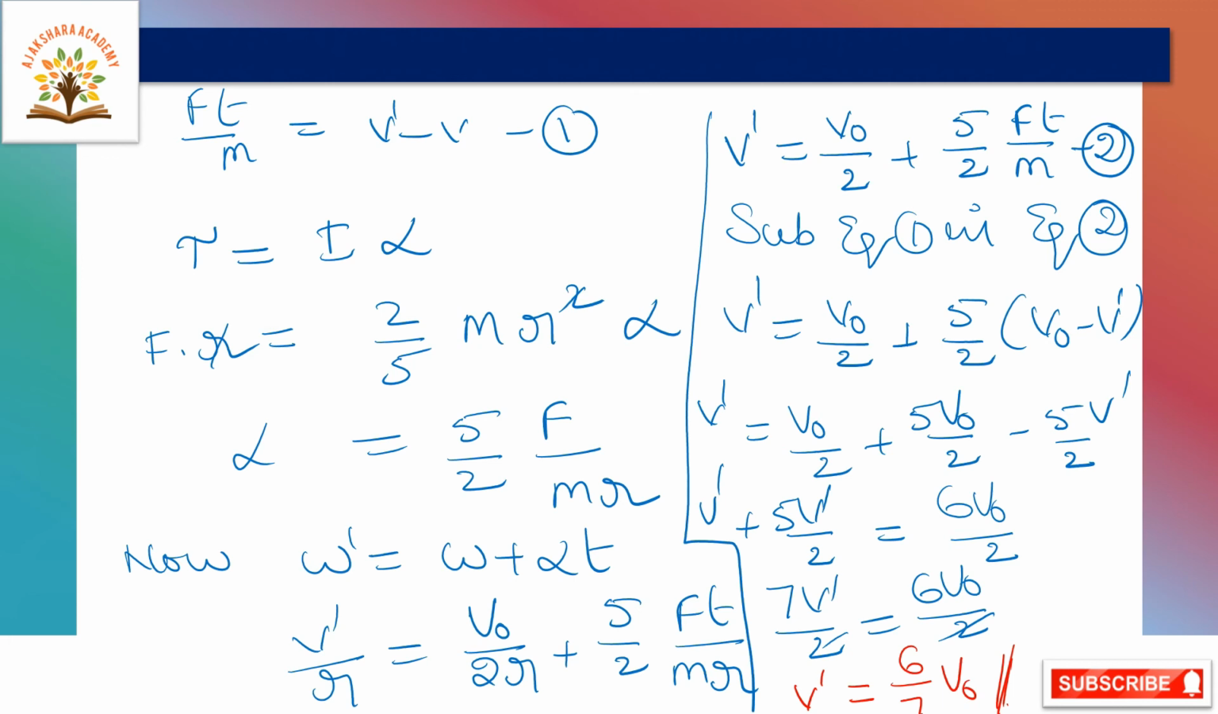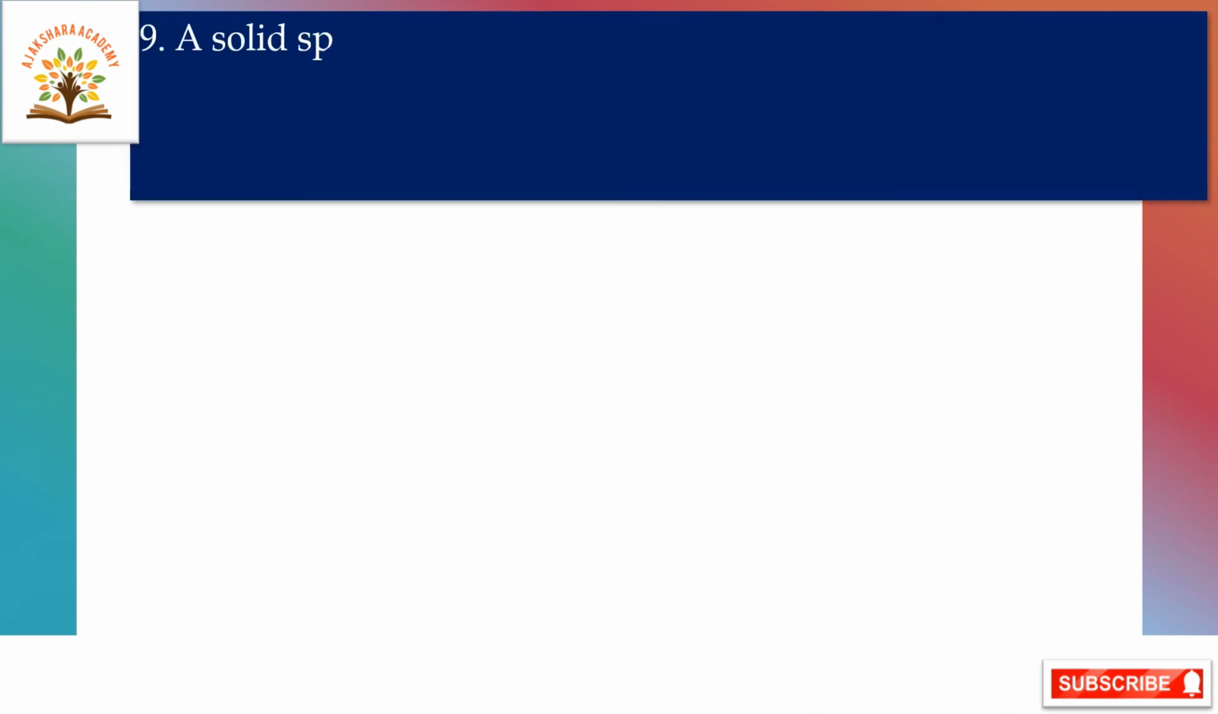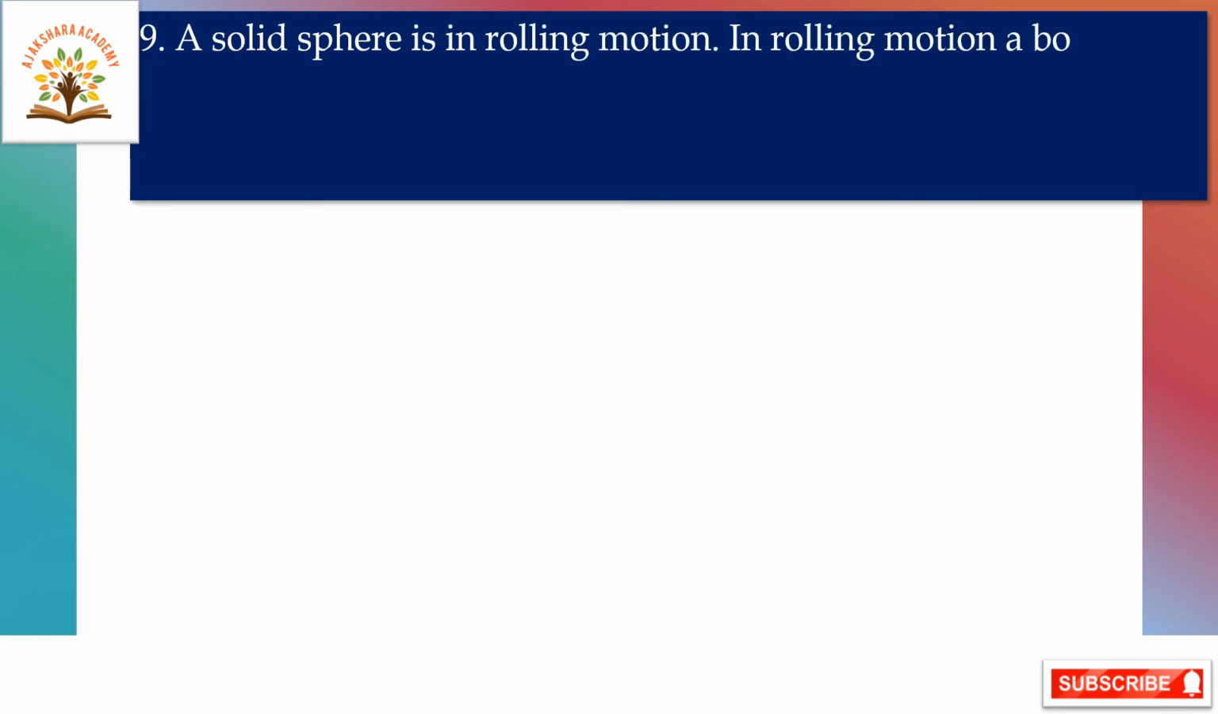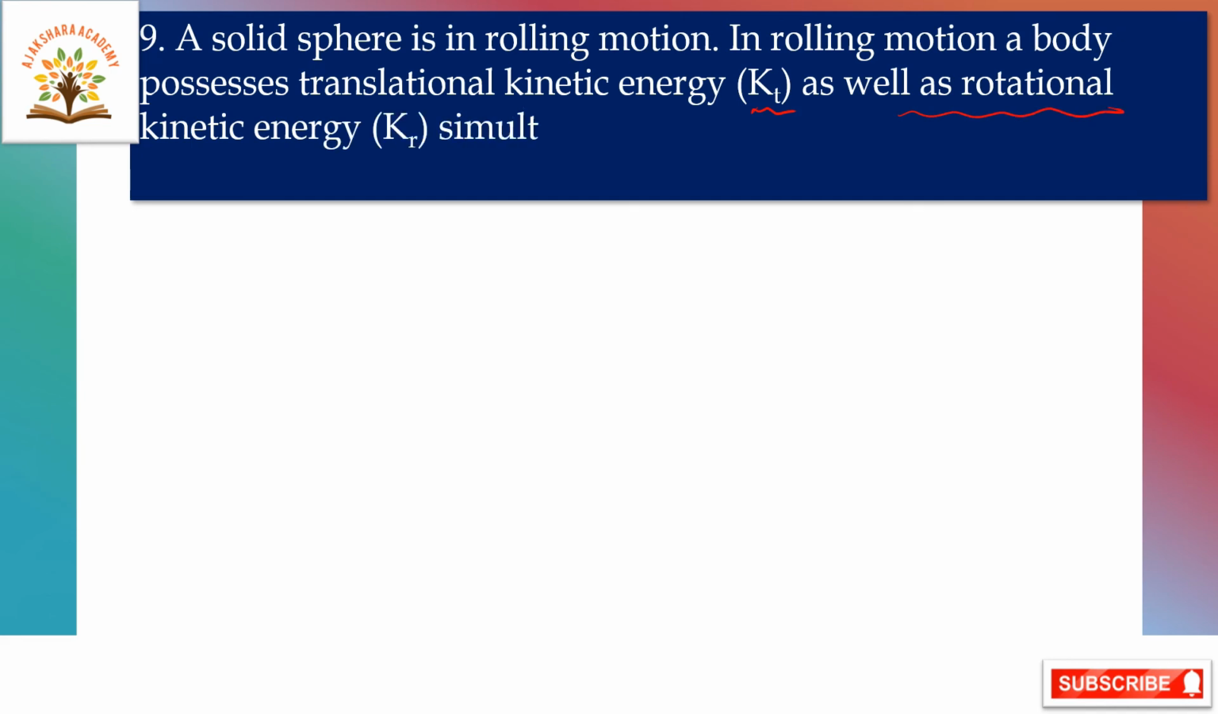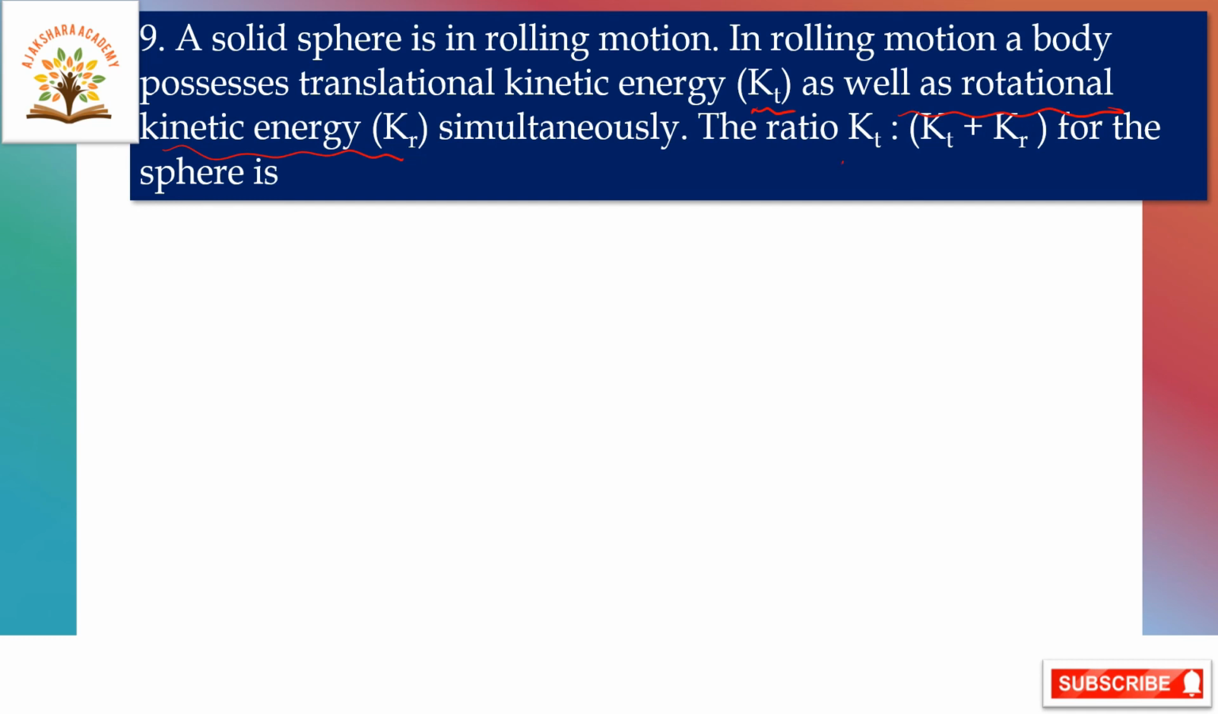Okay. Next we will go to the next question. A solid sphere is in rolling motion. In rolling motion, a body possesses translational kinetic energy Kt as well as rotational kinetic energy Kr simultaneously. The ratio of Kt and Kt plus Kr for the sphere is. Now let us go to the solution.